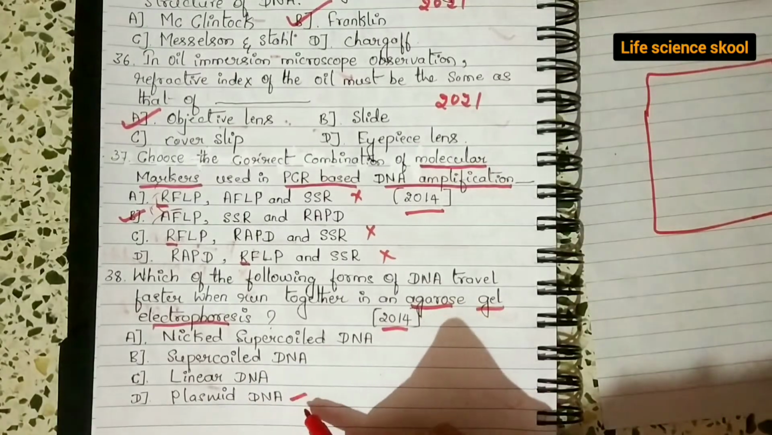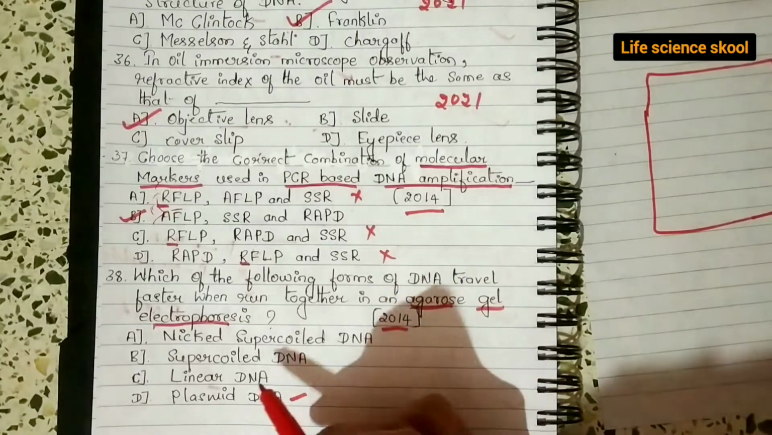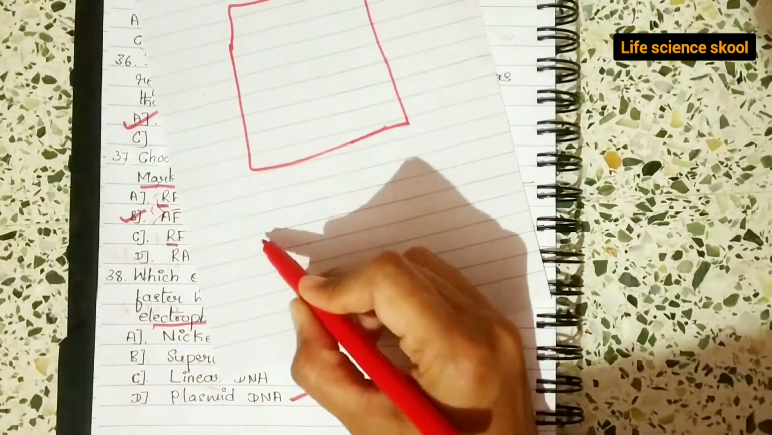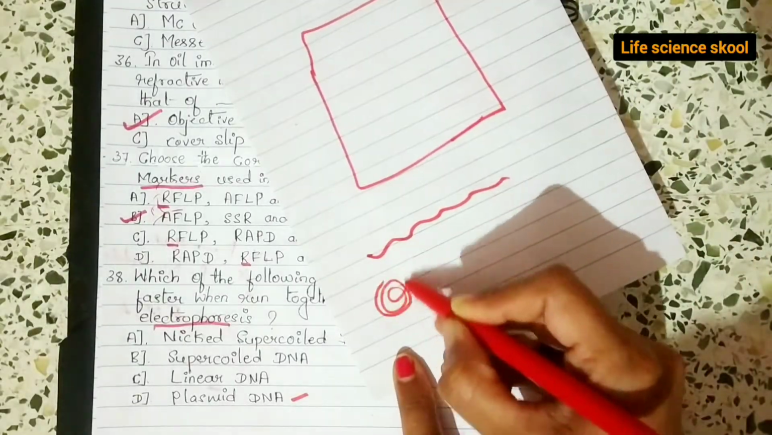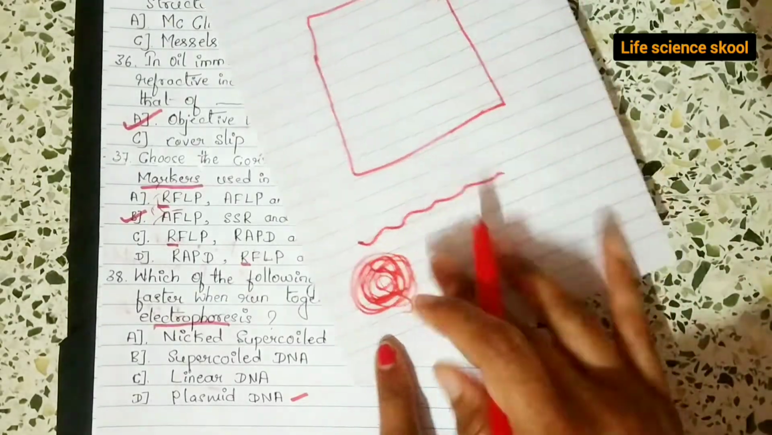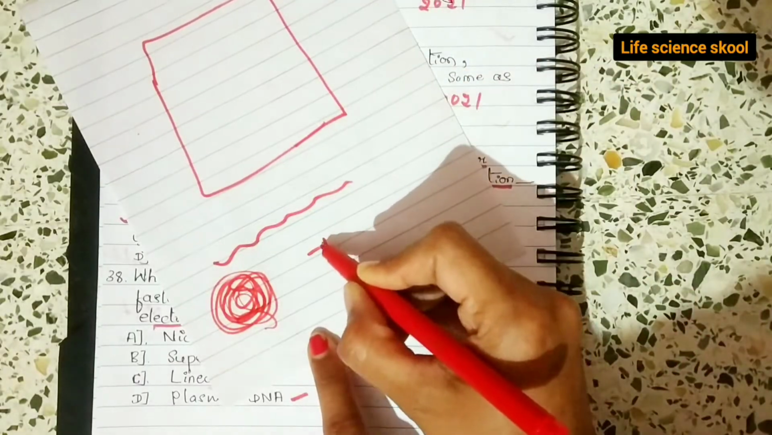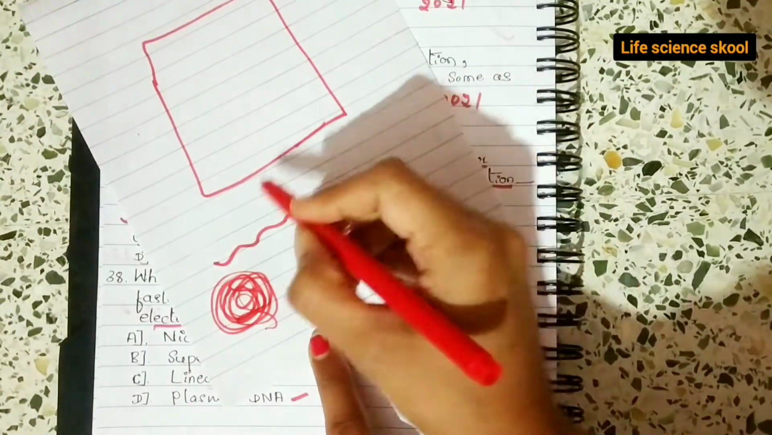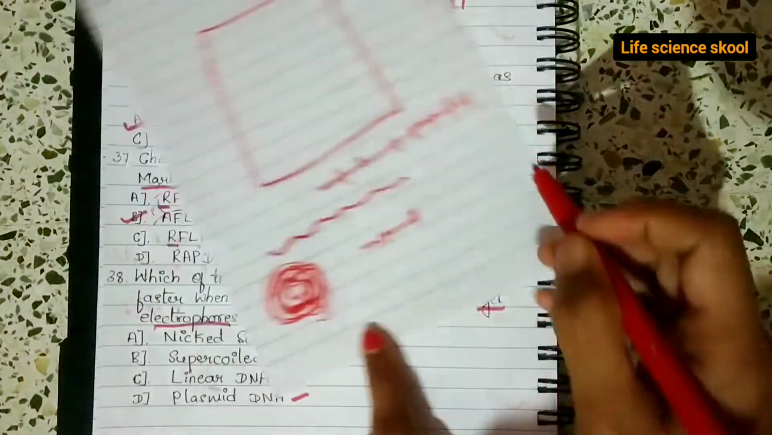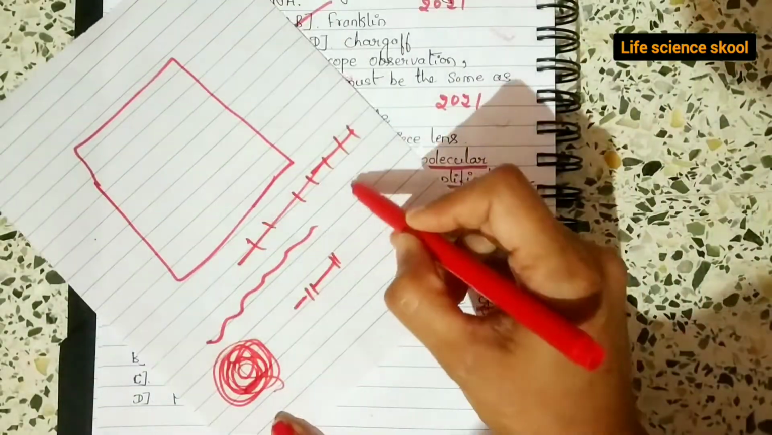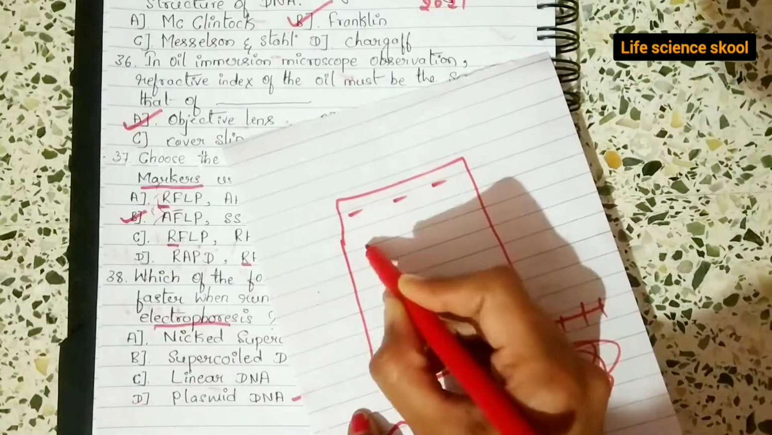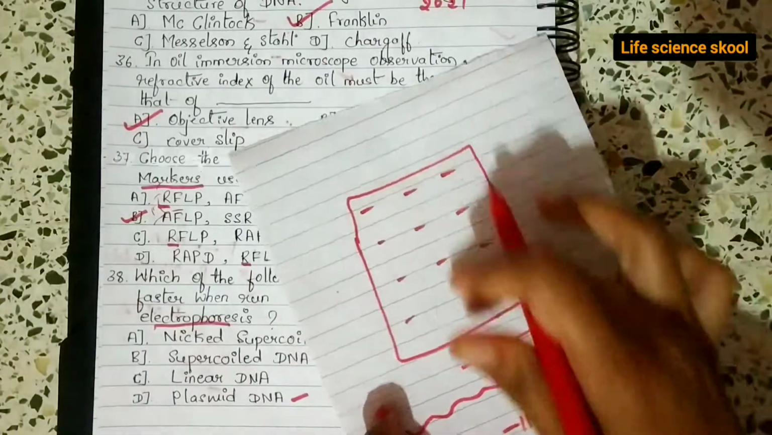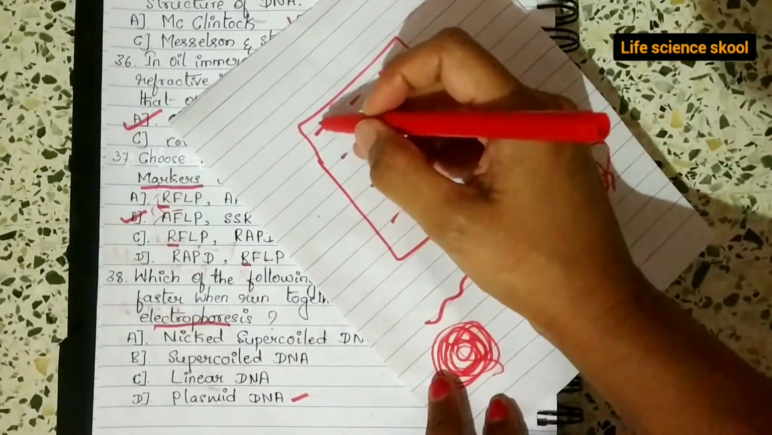Plasmid DNA is nothing but extra chromosomal DNA, right? And this is the linear DNA, and here supercoiled DNA will be like this. Nicked means there will be nicks in the DNA, which is also supercoiled. When all these are displayed on the electrophoresis, they are asking how fast they will travel.